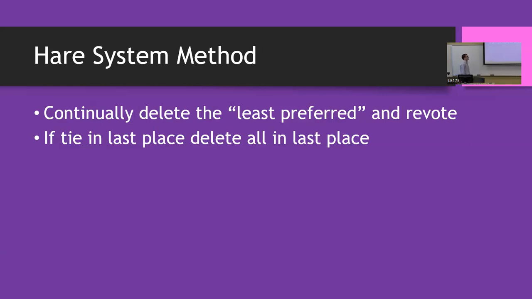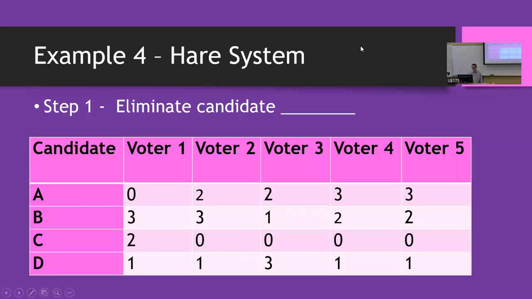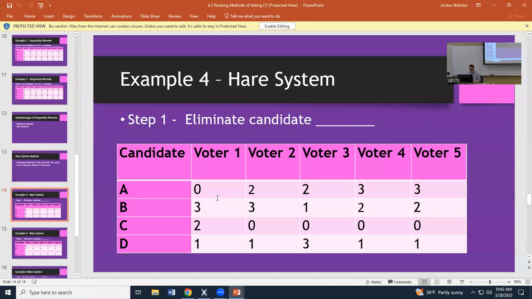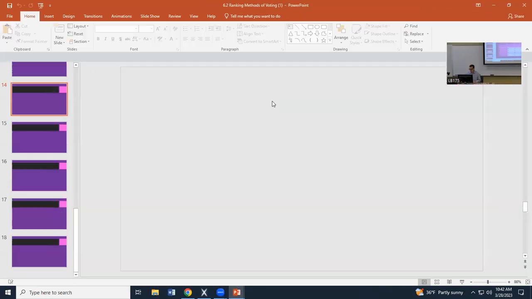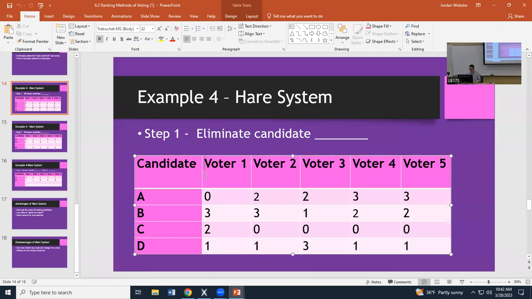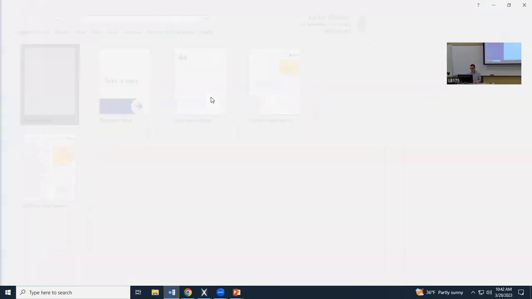Now the Hare system does take a little bit longer to do because it's going to require us to have multiple tables set up. So let's take a look at a fairly small system. Here's a system with 5 voters and 4 candidates. Let me open this up.